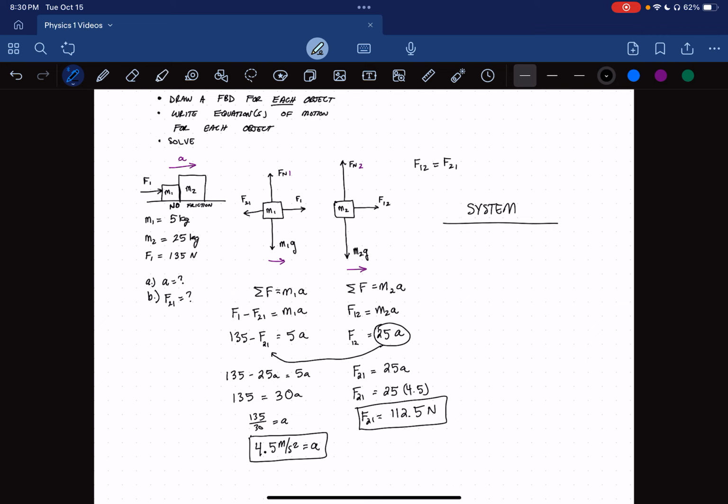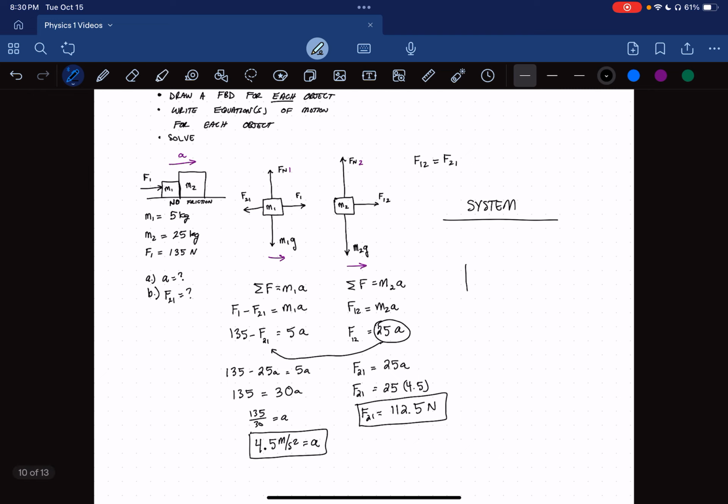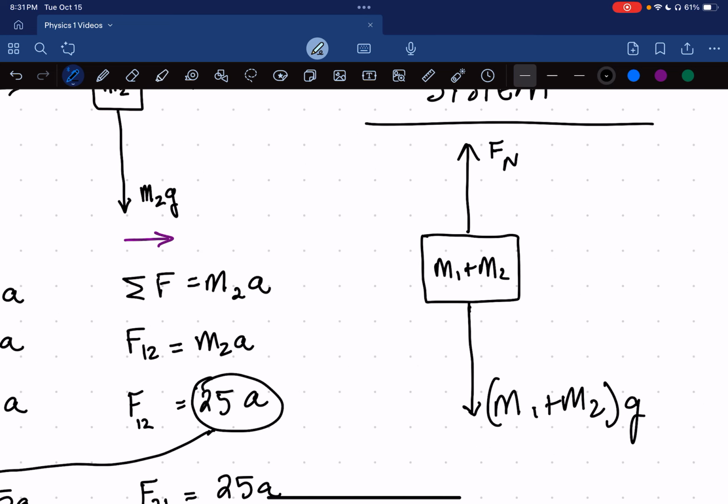In other words, just consider mass 1 and mass 2 to be one thing. And so what I mean is, what if we had a free body diagram that looked kind of like this? We had one object with a combined mass m1 plus m2. So there is a gravitational force of (m1 plus m2)g. There is a normal force, which, since this is the only free body diagram here, we can just call Fn.